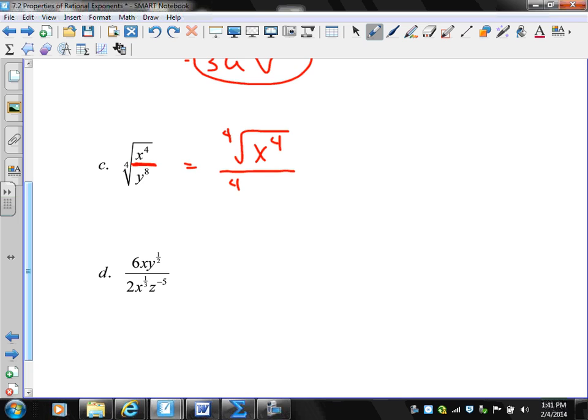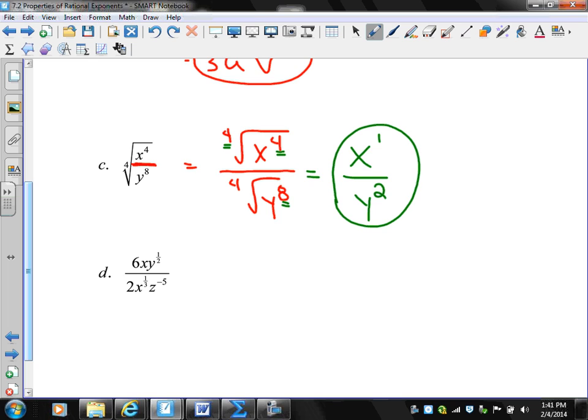And I'm going to use that idea that we just did before of rewriting this in exponent form, where I write this as, there's my numerator, and my index is my denominator. So this is going to be x to the 4 over 4, or x to the 1, over y to the 8 over 4, or y to the 2. And I end up with something nice like x over y squared for my solutions.